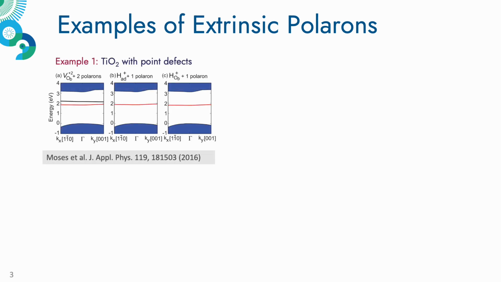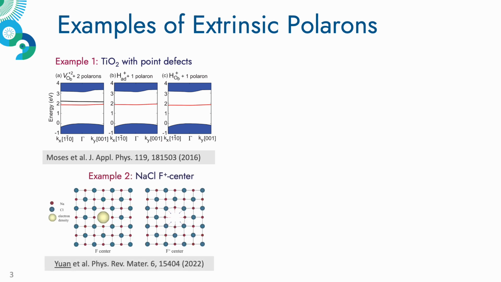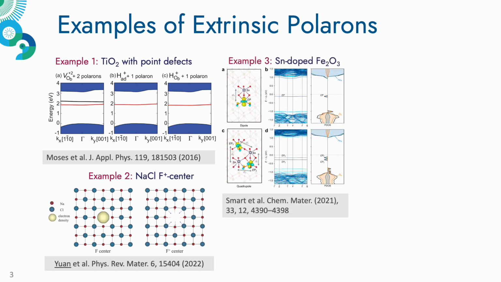Next, let's take a look at extrinsic polarons. Instead of forming in perfect materials, extrinsic polarons bind with some defects. For example, point defects on the titanium dioxide surface may lead to polaron formation directly near these defects. Our previous work on the sodium chloride F+ center, a localized charge on the chloride vacancy in sodium chloride, is also one kind of extrinsic polaron. Here is another example of tin-doped hematite. We can clearly see that a polaron forms nearby the defect site.